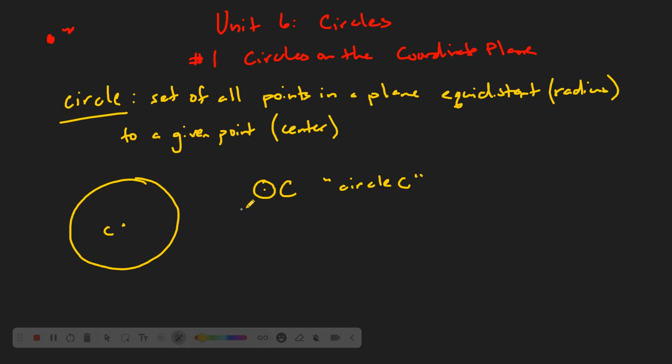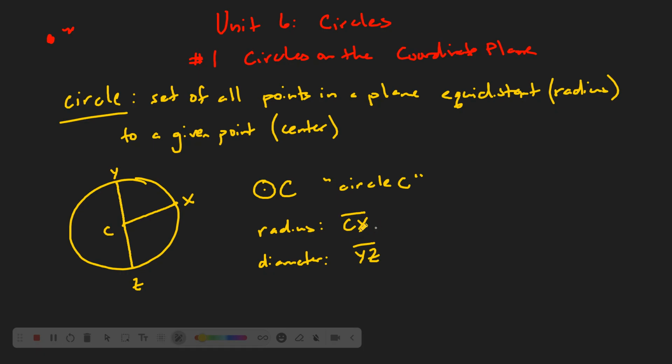Now, I'm going to draw a radius from C out to the circle. Let's call that point X. In this case, a radius is the distance from the center out to the circle. So segment CX would be a radius. The diameter is going to be a segment that goes all the way across the circle through the center. So I'm going to draw a diameter from here through C down to here. Let's call that endpoint Y. Let's call that endpoint Z. Then the diameter in this picture is going to be segment YZ.